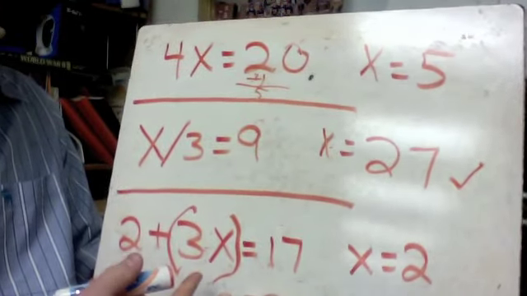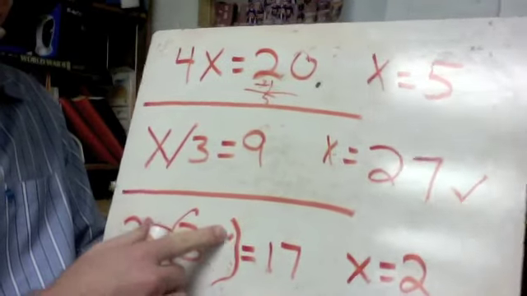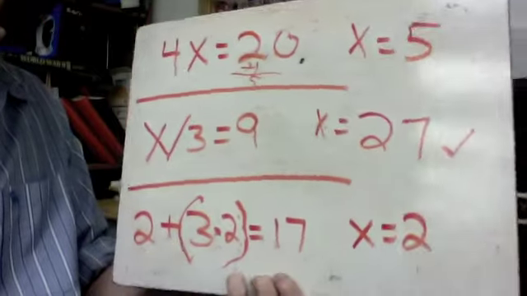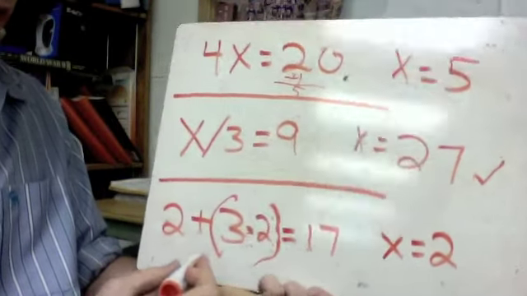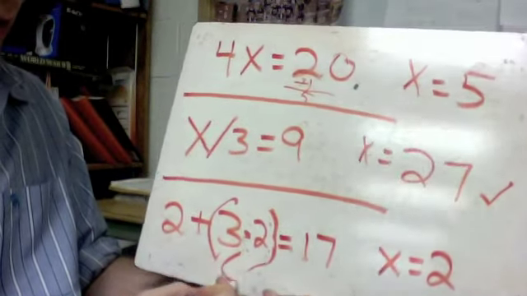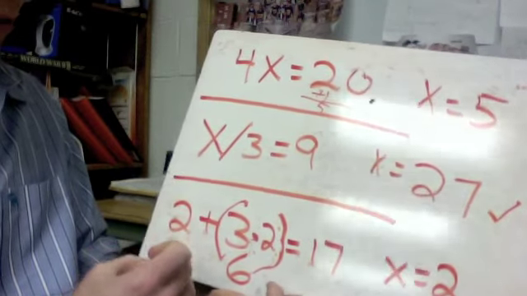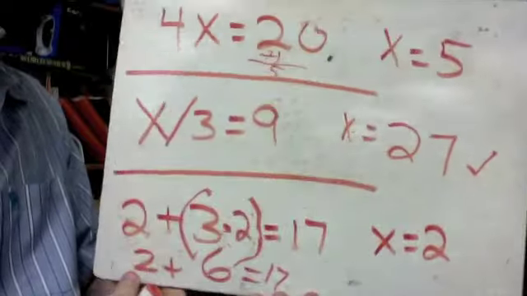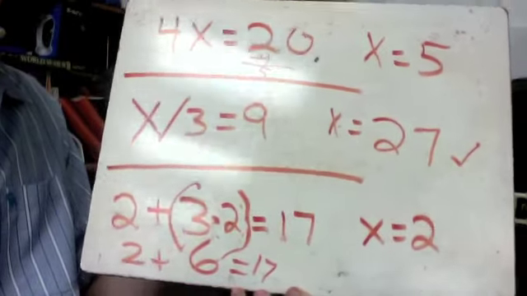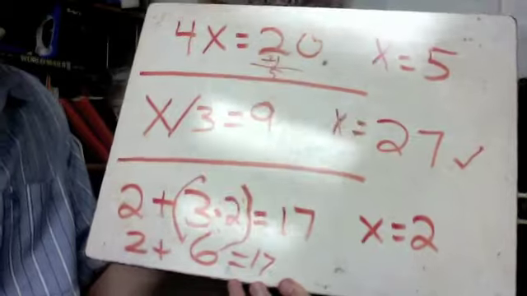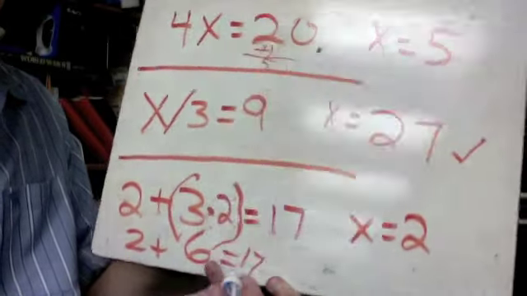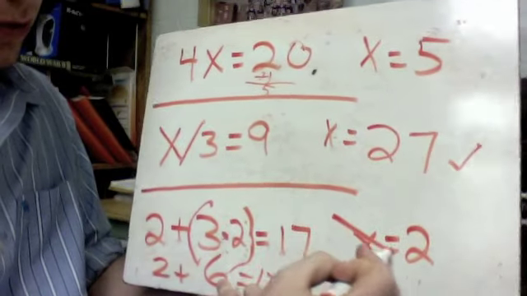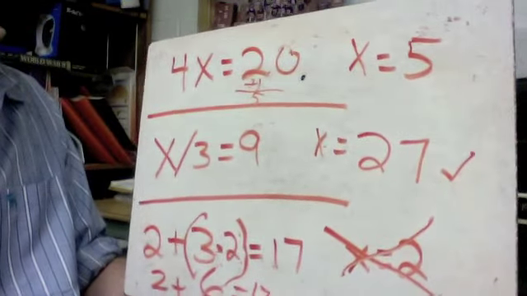So I'm going to put 2 in for where x is. I'll just take x out. I'll even use the little dot here. I'll do 3 times 2. Will it equal 17? So I know that 3 times 2 is going to be 6. So now I have 2 plus 6 equals 17. Is that sentence true? Well, of course it's not, because 2 plus 6 is 8, not 17. So we know that our attempt to try 2 did not work. So we know that 2 is not the solution to this problem.